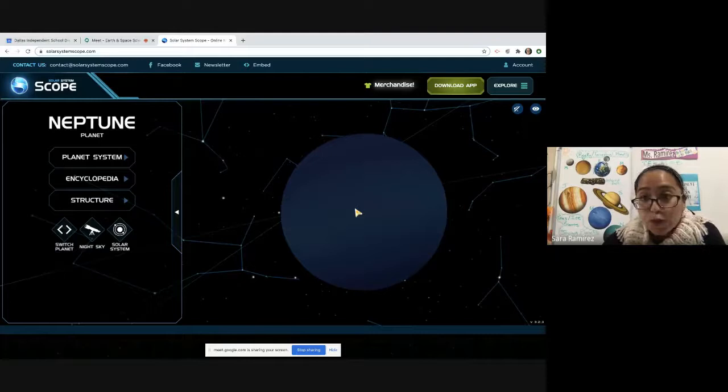It has super short days, so it only takes 16 hours to rotate once. And it has very long years. So it takes about 165 Earth years for Neptune to revolve one time around the sun. So as we move further from the sun, the distance is greater, so it's going to take longer for those planets to complete their revolution. And again, it is an ice giant. It's made out of water, methane, and ammonia. It has 14 moons, and it is our windiest planet.